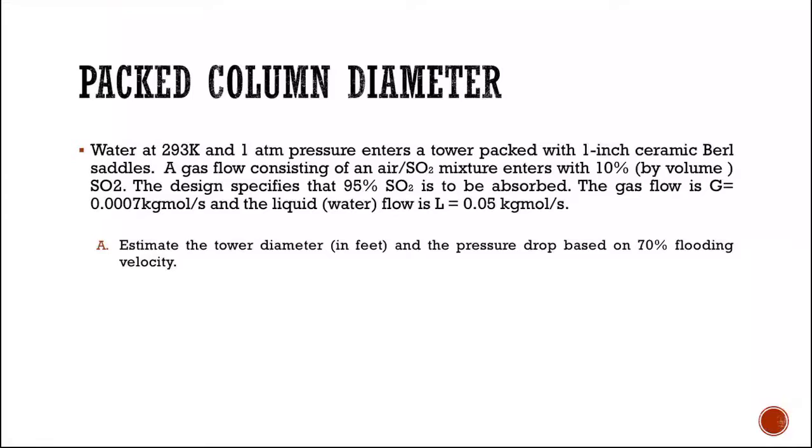The gas flow is equal to G, 0.0007 kilogram mole per second, and the liquid, which is water, flow is equal to 0.055 kilogram mole per second. Letter A: estimate the tower diameter in feet and the pressure drop based on 70% flooding velocity.